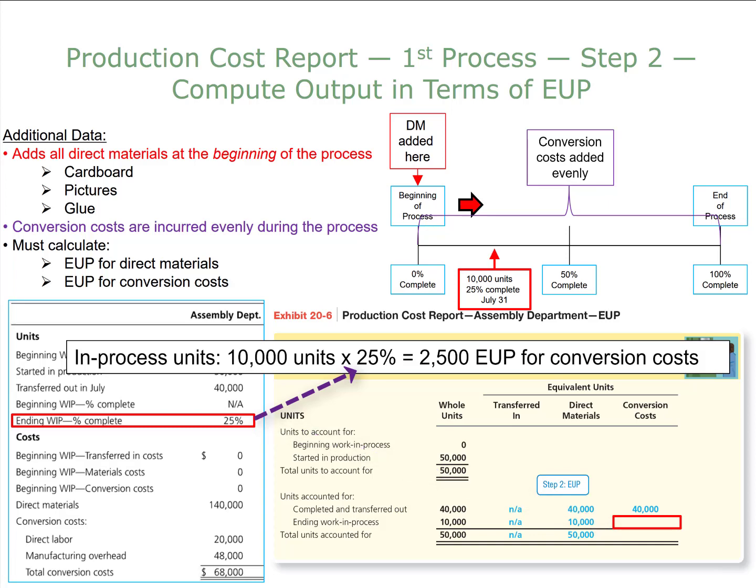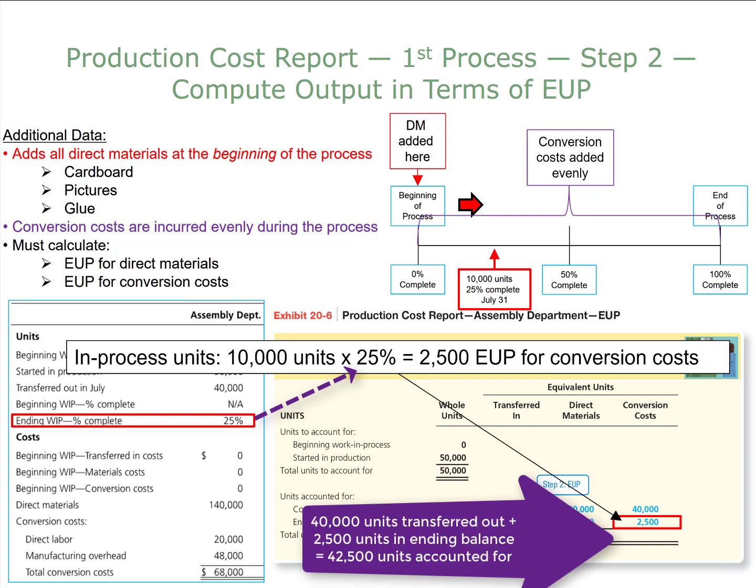Now we simply place the 2,500 EUP on the production cost report for conversion costs, then add 40,000 for the completed units to the 2,500 for the incomplete units to get 42,500 total EUP for conversion costs. Now we are done with the hard part of the production cost report. The rest is pretty much simple arithmetic.